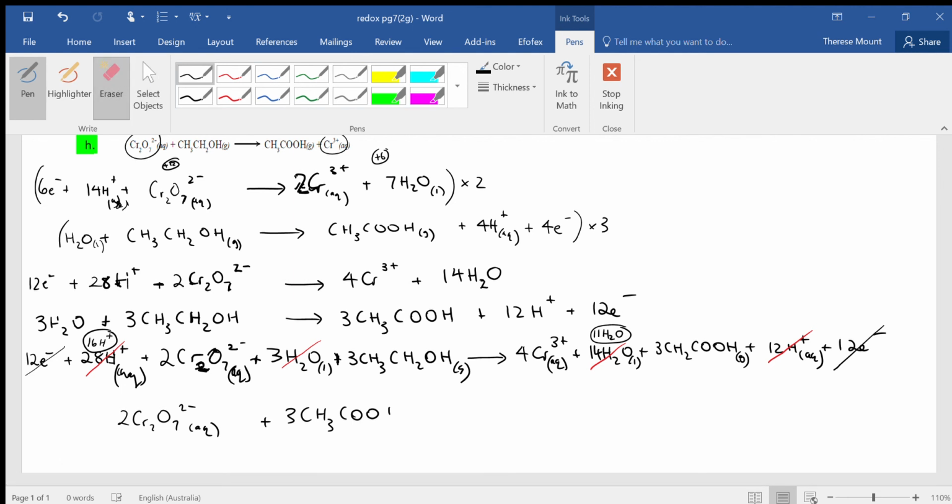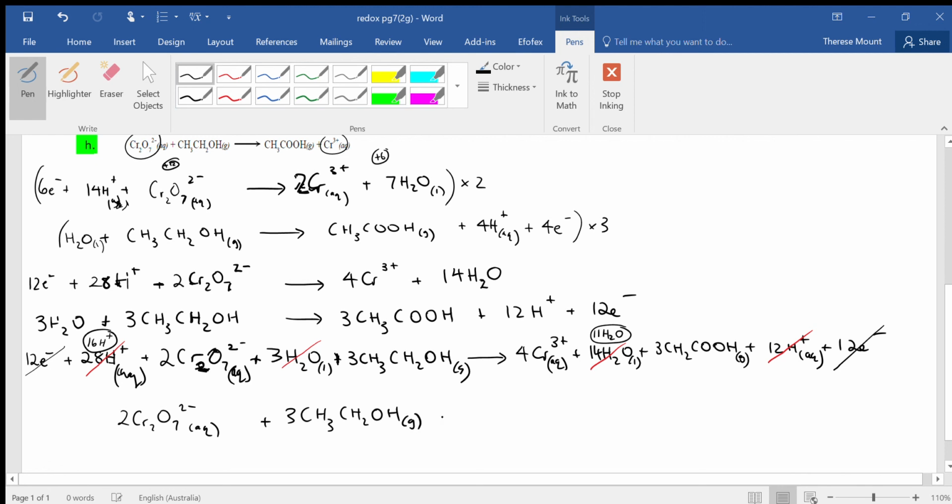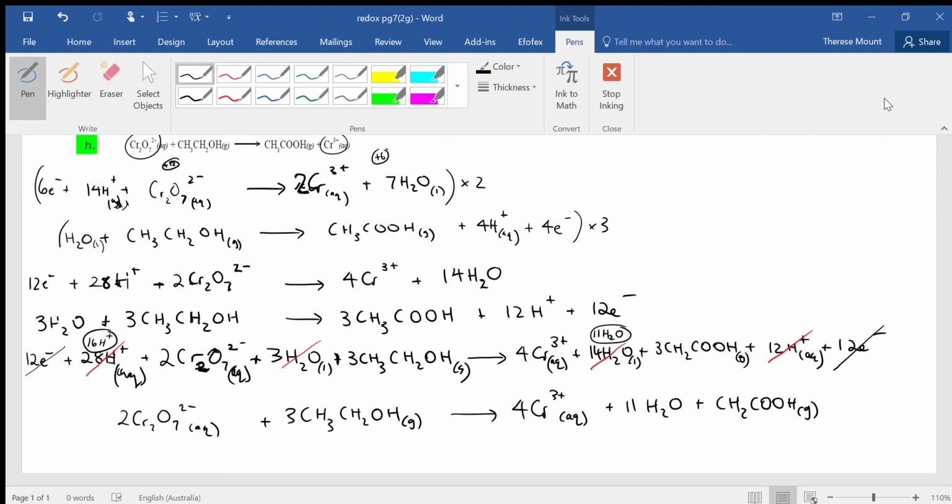So just be careful with these ones. So H2O, that's a gas. 11 water. And that's it. So that's the final answer for that one. And just the liquid there for the water.